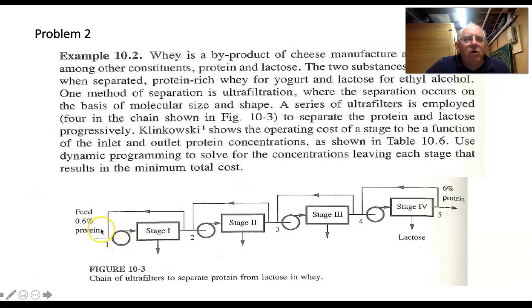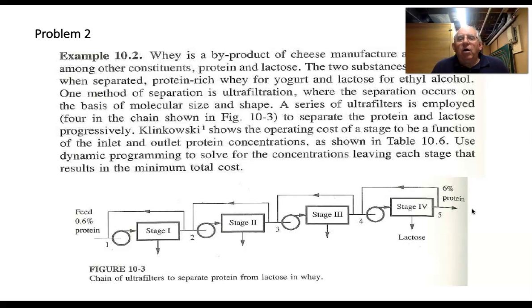And so we start over here on the left at station 1, and we go in with feed that's at 0.6% protein. And we run it through the first stage, and it comes out with a certain percentage of protein. That then is the input for the second stage. That comes out with a certain percentage of protein, and that goes into the third stage, and so on and so on. And finally, what you have coming out is 6% protein.